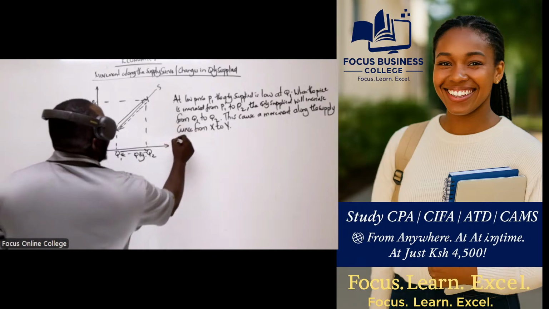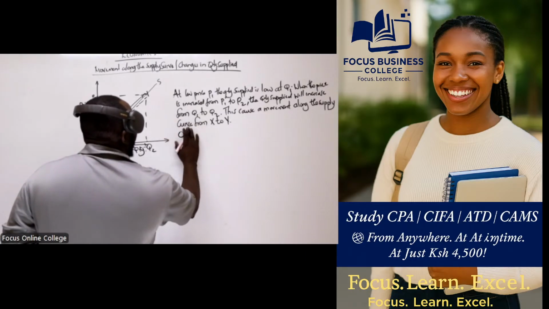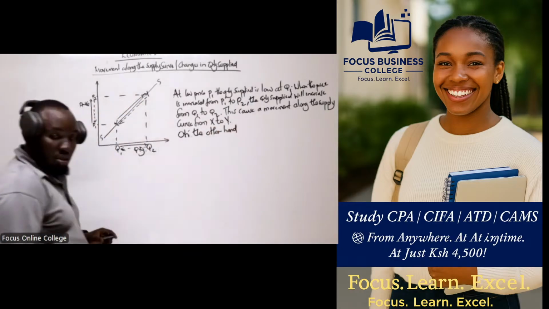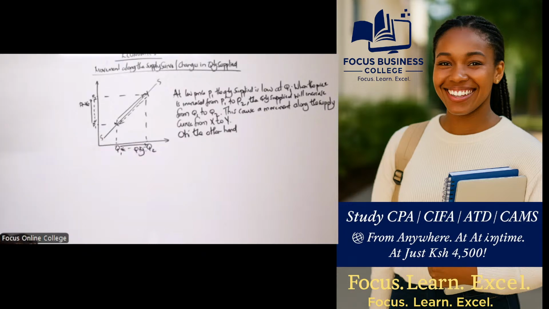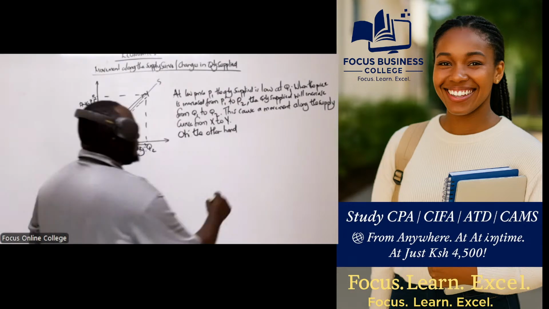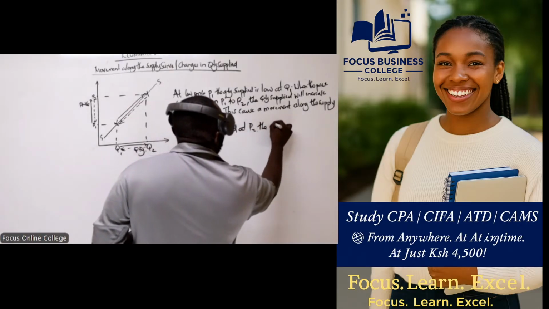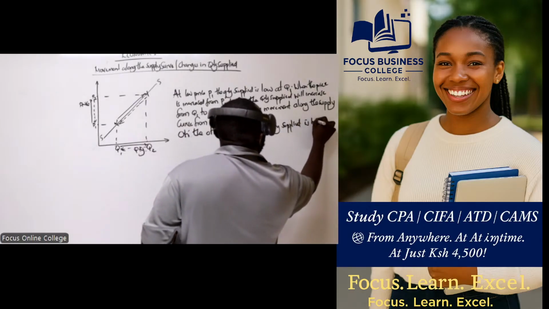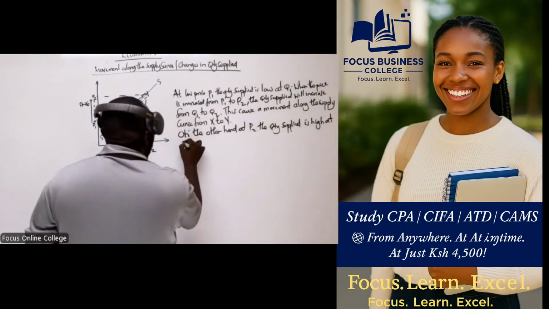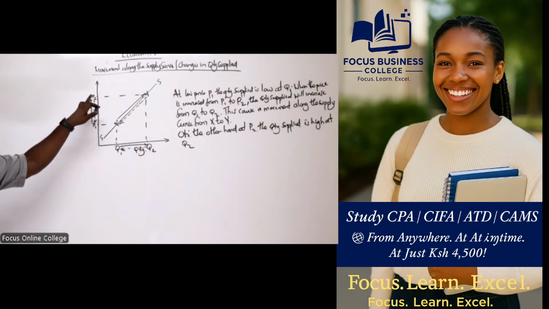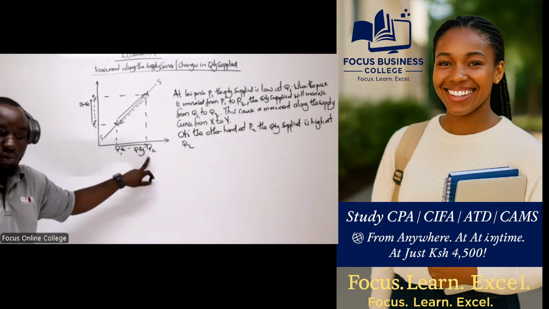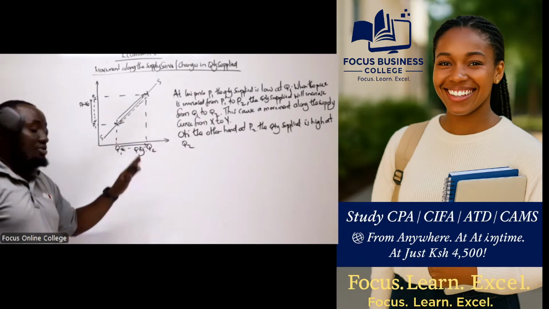Then we can come here and say, on the other hand, at P2, the quantity supplied is high at Q2. When you're at price P2, you can see that the quantity supplied is very high at Q2. Are we able to see that? Perfect.